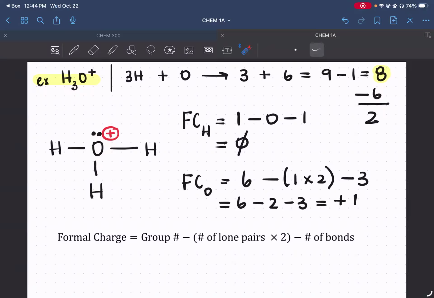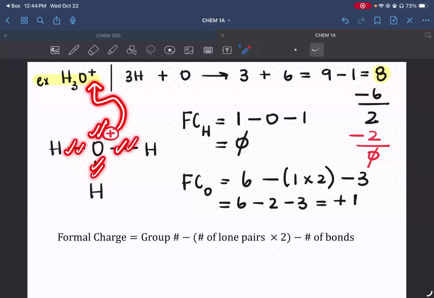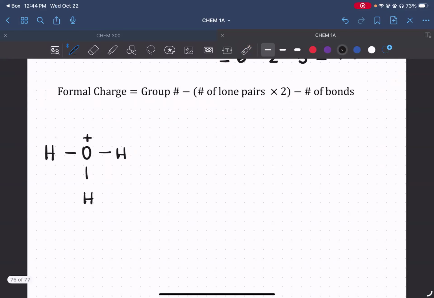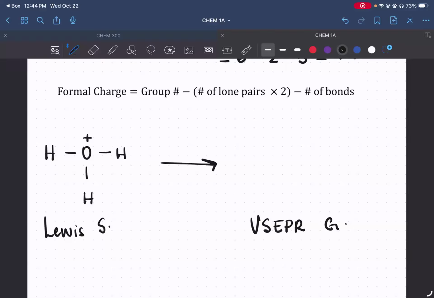In doing so, we have now explained all 8 valence electrons, 1, 2, 3, 4, 5, 6, 7, 8. We have also explained where this positive charge comes from. This right here is our Lewis structure for H3O plus. I'm just going to write Lewis S for short. Guess what we're going to do now? Now we're going to determine the VSEPR geometry of this molecule.